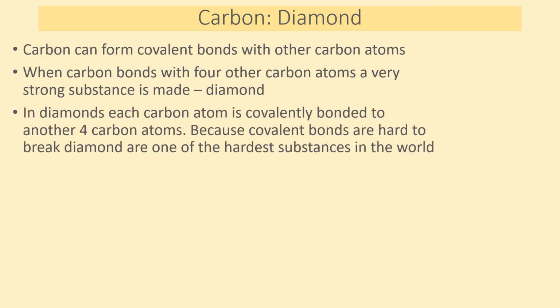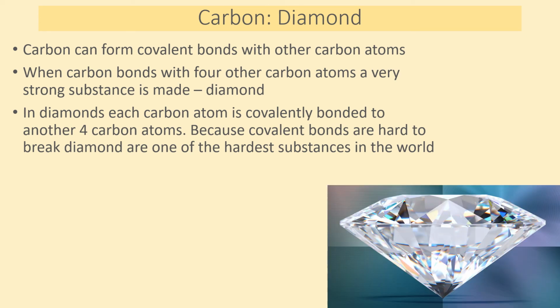In diamonds, every carbon atom is covalently bonded to another 4 carbon atoms, which are also bonded to another 4 carbon atoms. Because covalent bonds are so hard to break, it makes diamond one of the hardest substances in the world. Okay, nice little picture of a diamond there. If you're interested in buying that diamond, I found it online on a website, it costs about £98,000. So very, very expensive because they're so rare.